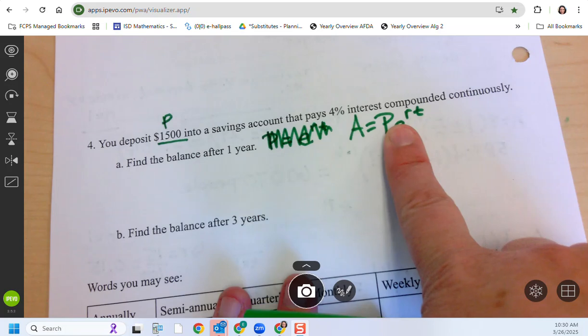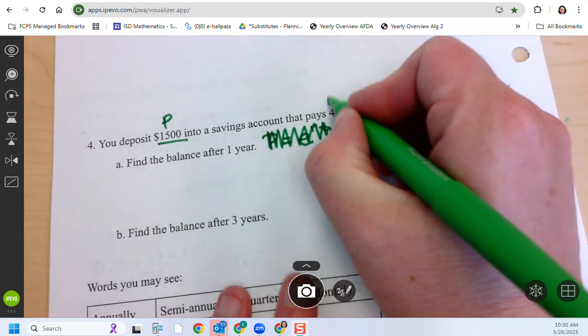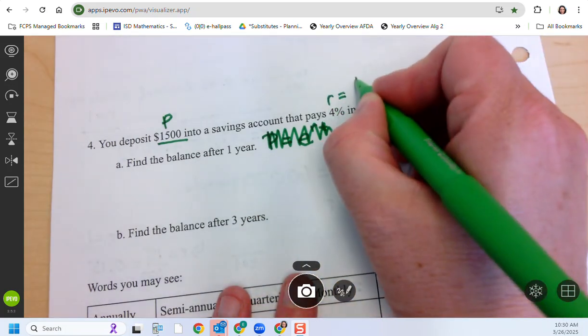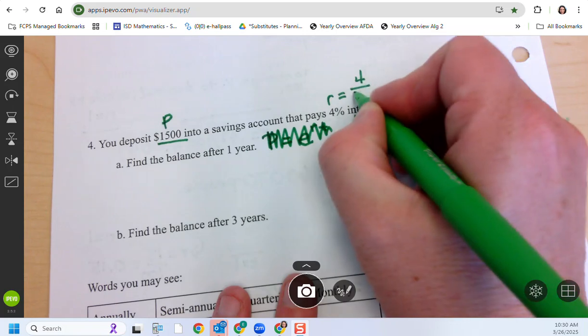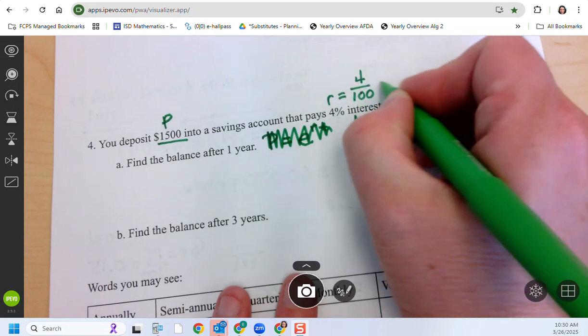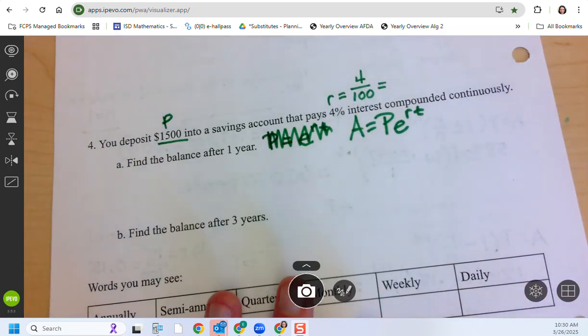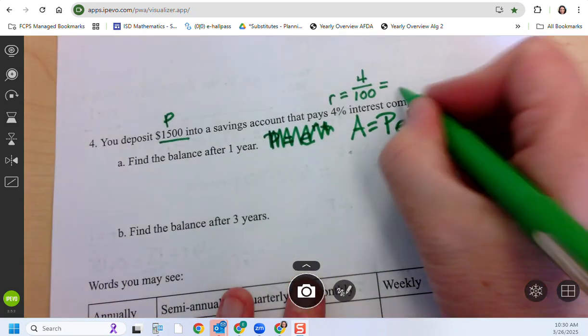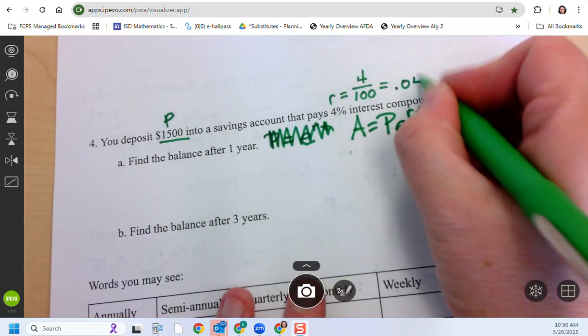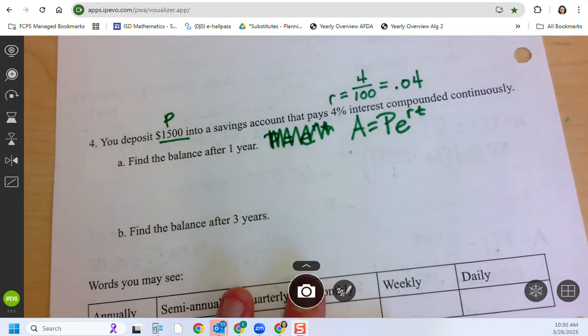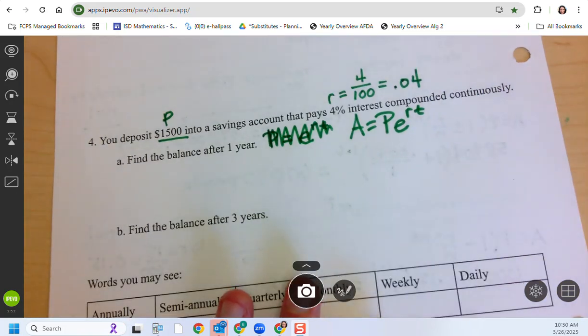Evie says 0.04. Can anybody confirm 0.04? Okay. I just put A here. And then how much is T? Okay, so now let's substitute into the right formula. So E is a number. You're going to use your calculator, and I'll show you how.